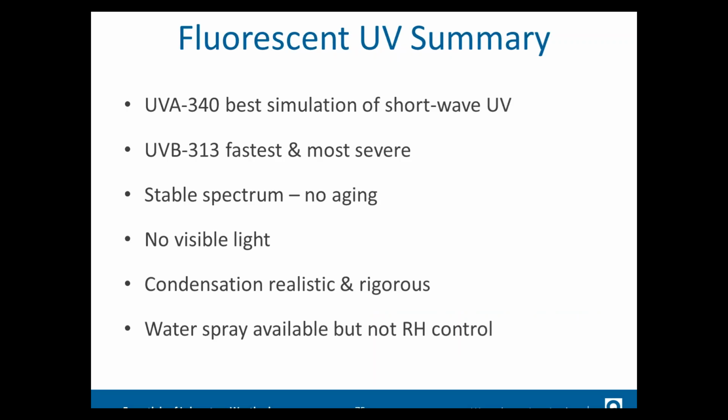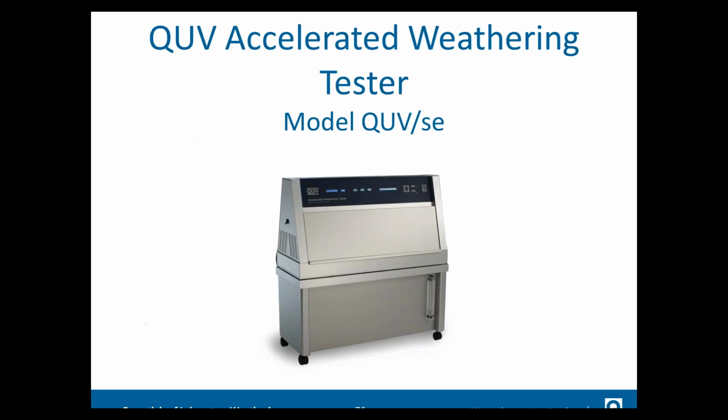So, going back over the fluorescent UV summary, 340 is the best simulation of shortwave UV there is. UVB 313 can be really fast, and both of them have a very stable spectrum, which means that your tests are going to be repeatable. There is no visible light, which can be a detriment for some tests, but it does have condensation, which is the most realistic and rigorous moisture test that we have. But there is no RH control, but in most cases, since we have condensation or spray, it's not really necessary. And the fluorescent UV tester that we offer is the QUV, which was the first one brought onto the market.